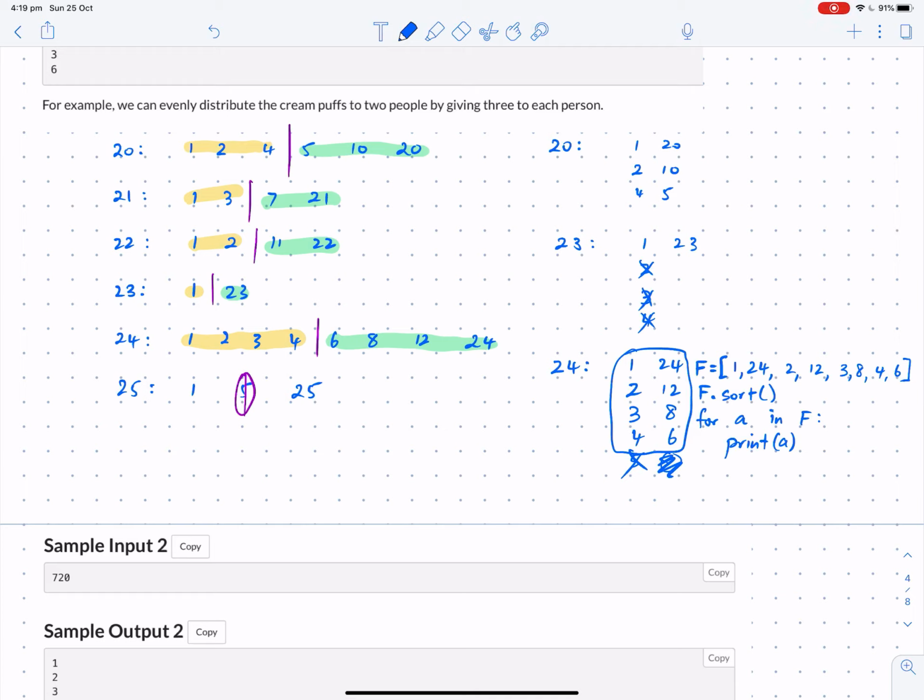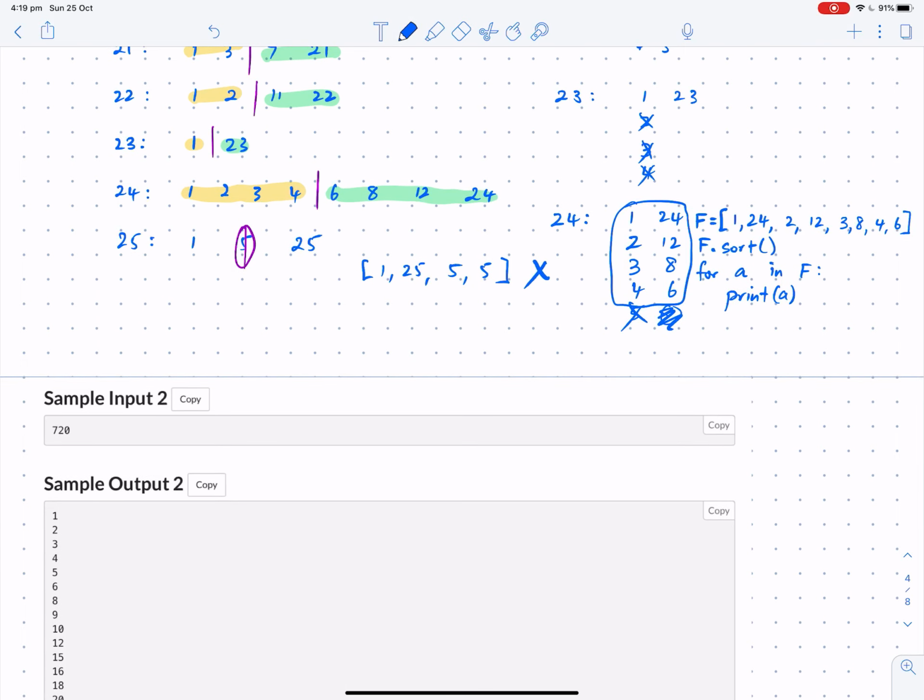So what about 25? What about a number that's actually a square number? We need to treat that a little bit more carefully, because we don't want to end up with that. We're not allowed to print the 5 twice. So what can we do? Well, first of all, we might as well calculate where we're going to stop.